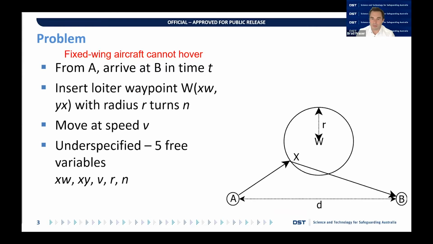So the problem on the surface sounds quite trivial. From point A, we want to arrive at point B in time t, noting that a fixed-wing aircraft, of course, can't hover. So we inject a loiter waypoint W with a radius R, with a number of turns n, and you want to move at speed v. Looking at this problem, it's very underspecified. You've got 5 free variables to play with.